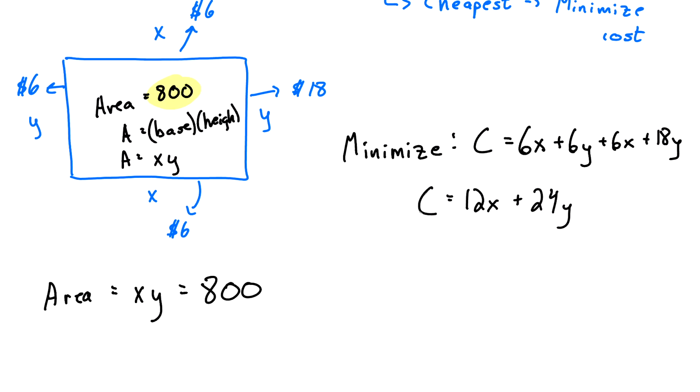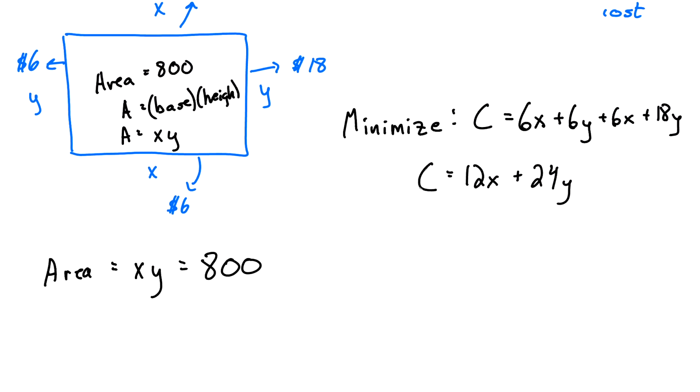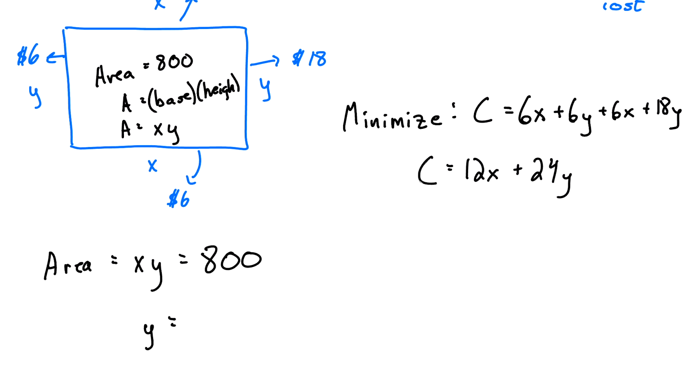So I have my area function here. I'm now going to take this other equation that I've solved for, and I'm going to solve it for one of my two variables. Again, just like in that first example, it doesn't really matter whether we solve for x or for y. I'm going to go ahead and solve for y just because that's what I decided right now. So if I divide both sides by x, that'll give me y is equal to 800 divided by x. So now I have this relationship between x and y.